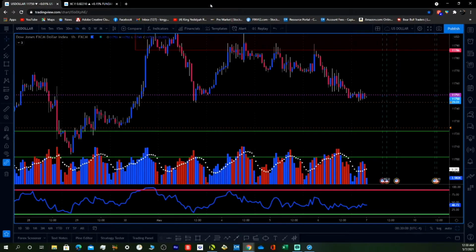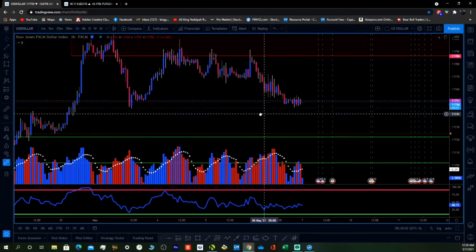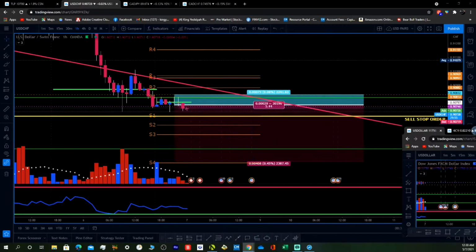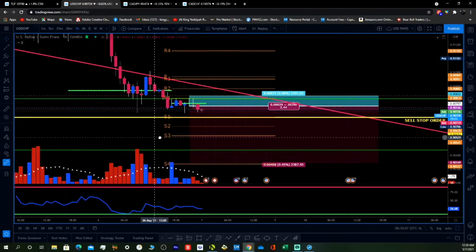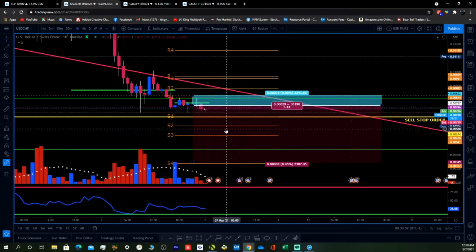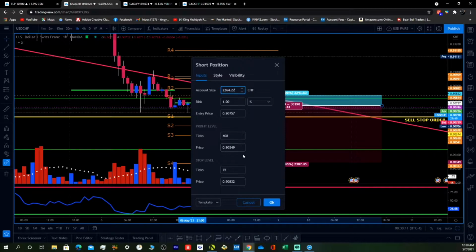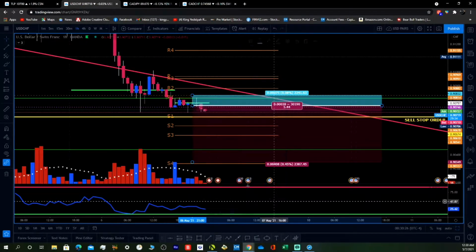So this is looking weak, looking like it's going to drop even more, so that's why I'm in a sell position right here. My entry is, let's see, let's pull that up. My entry price is 0.90757, stop loss is 0.90832, and the take profit is 0.90349, right?